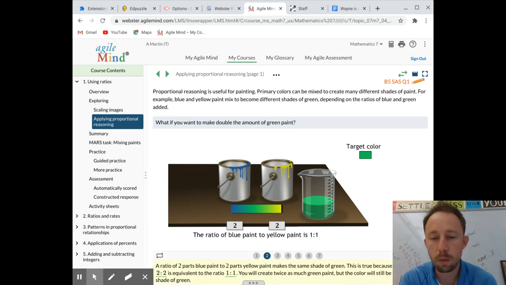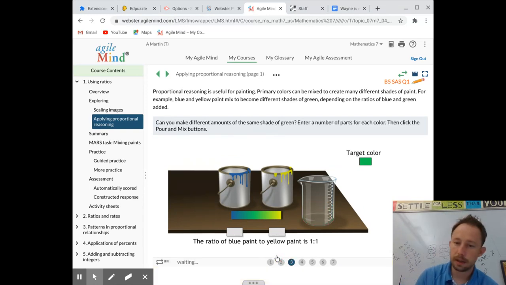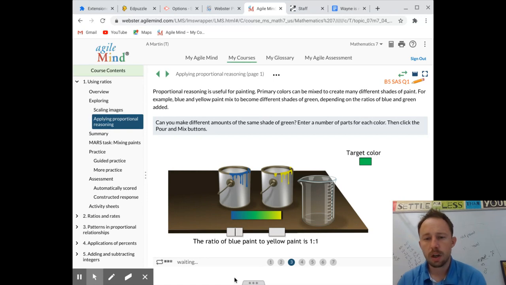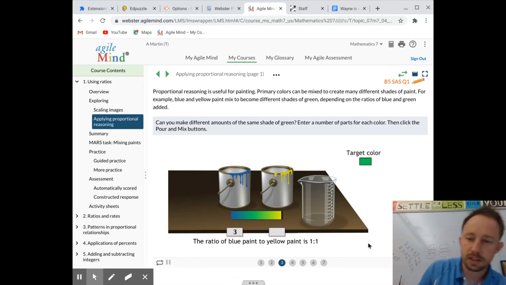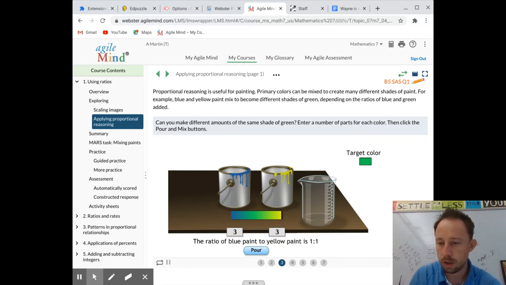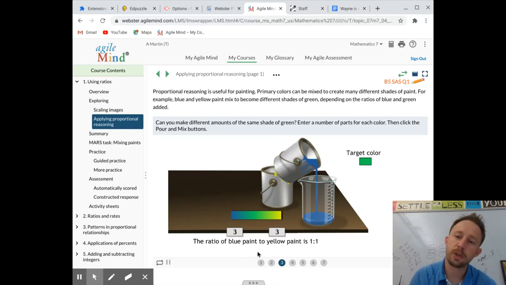So what if I wanted 3 times the amount of paint? What would my new ratio be? 3 and 3? Good job. It'd be 3-to-3. So let's look at page 3 and see what happens. So we just took what he just said. We're going to try it right here. We're going to see if 3 and 3 works. If it works, then we will be able to see that we understand how to create this target color.